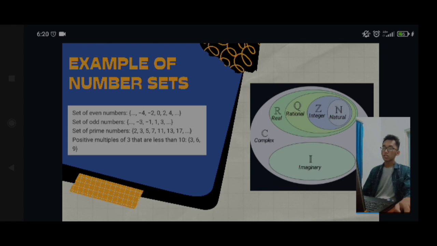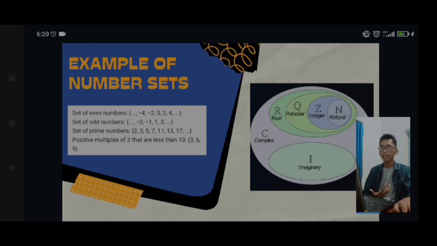Then we have our rational numbers, which are numbers that can be defined by a over b. For example, like 2/7, 4/5, 1/2, all of them are part of rational numbers. Then we have real numbers. Real numbers are all the numbers like rational numbers, but they also add the numbers that cannot be defined by a over b.